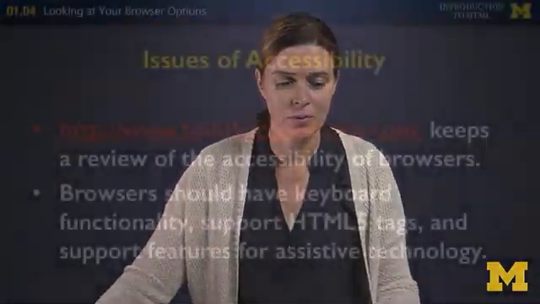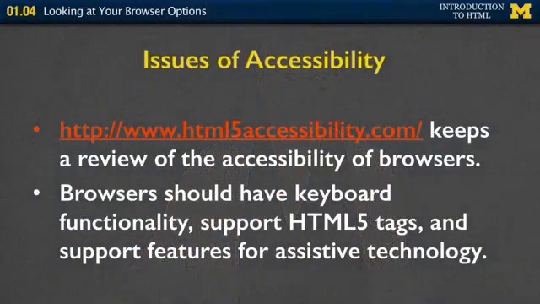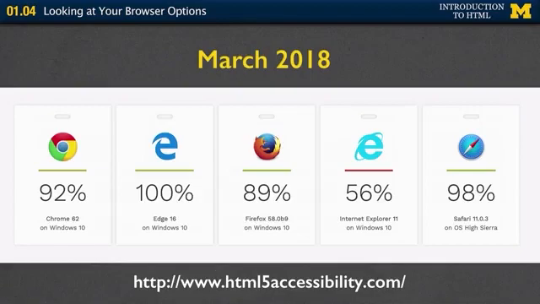So one place you can go is this site, www.html5accessibility.com. And what you'll find at this site is how well the different browsers are supporting the tags. So you can see right now, Edge actually has 100% compliance, which isn't surprising because it's one of the newest browsers, so they had accessibility in mind right from the beginning.